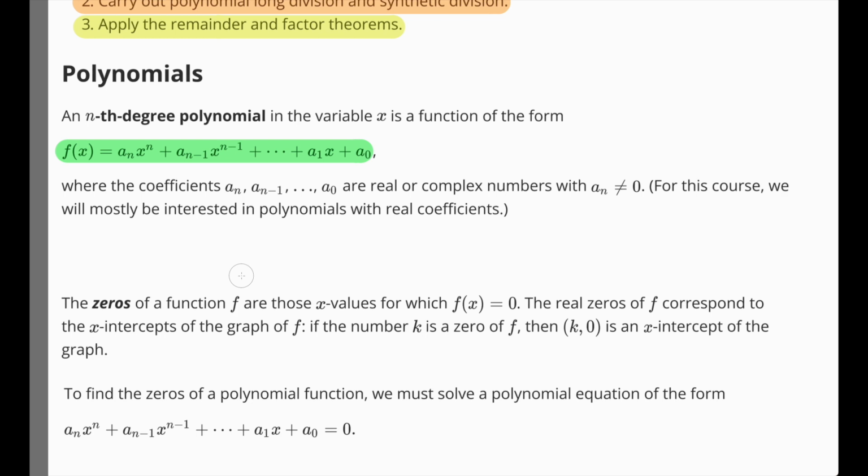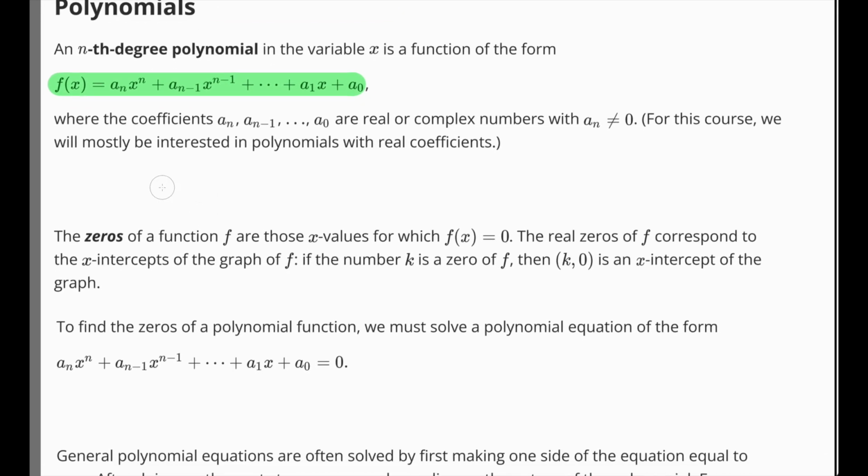For this course, we'll mostly be interested in polynomials with real coefficients. In fact, that's what we're only going to be focusing on. It is important to note that all the exponents are just going to be integers, positive or 0. Okay, so integers that are positive or 0 is what the exponents are going to be each time.